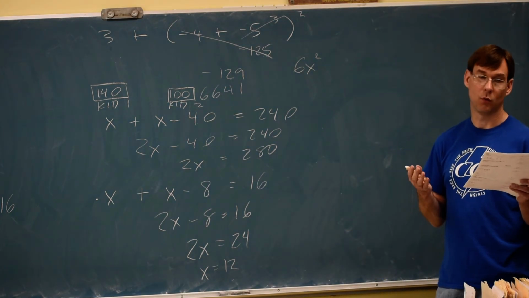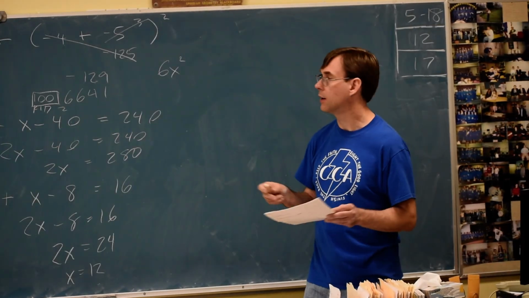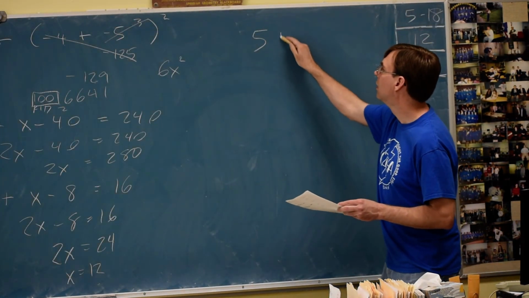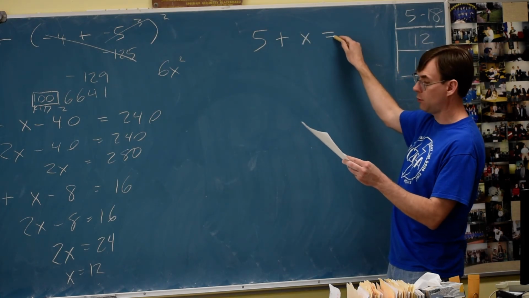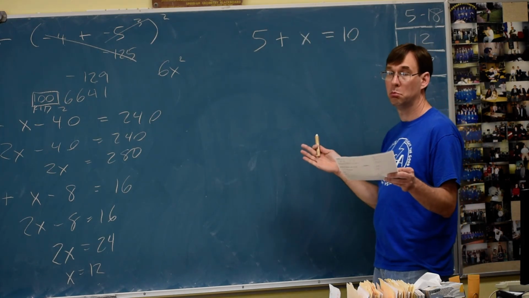29, we're just back to knowing words again. Just take it a word at a time. It says 5. More than is add. A number is x. Is always equals. 10, that's all you have to do.